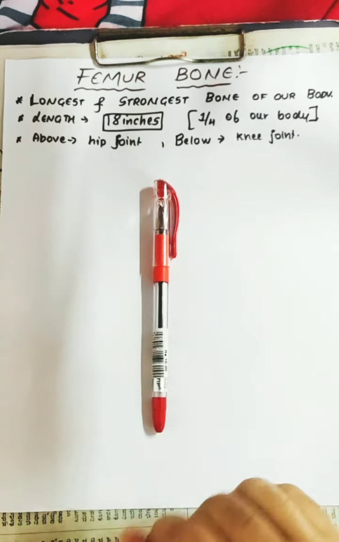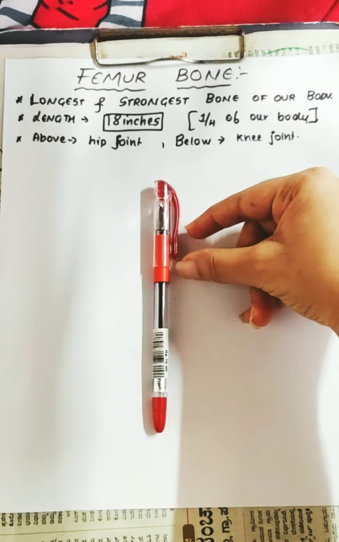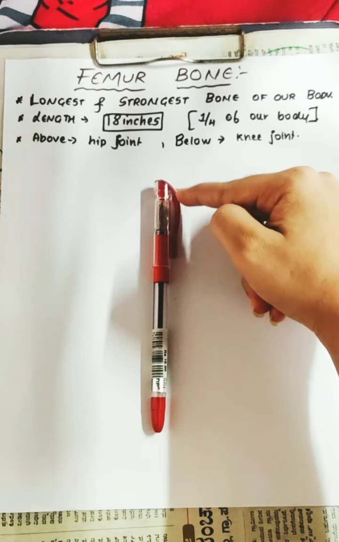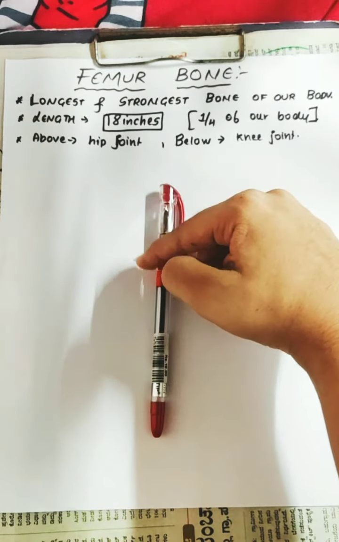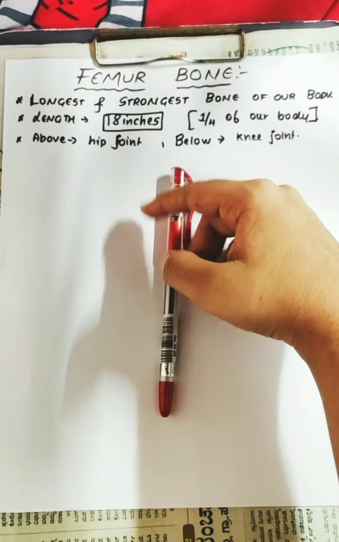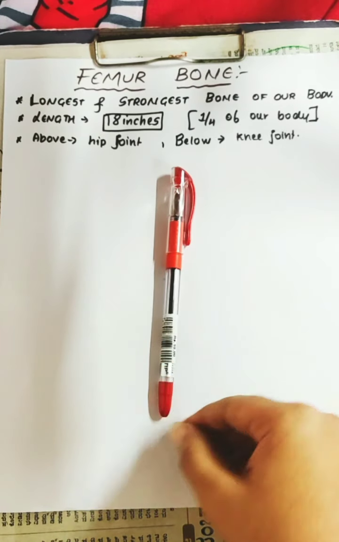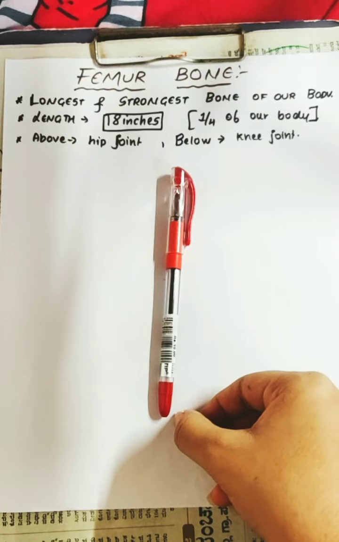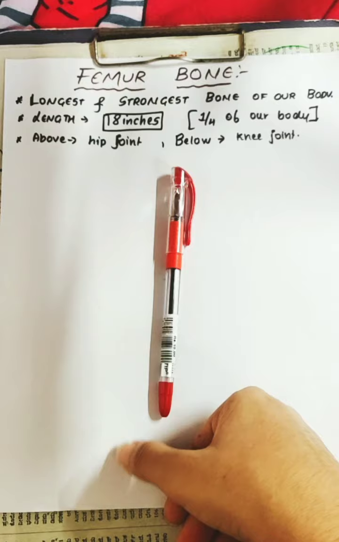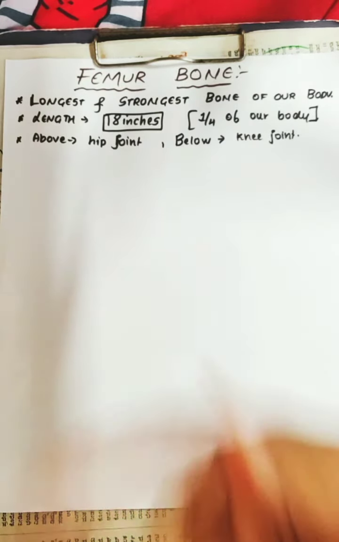In the upper end, it has a head as well as a neck, and the greater trochanter and the lesser trochanter. Then there is the shaft and the lower end. In the lower end, it has the medial condyle as well as the lateral condyle. This was just to make you understand.